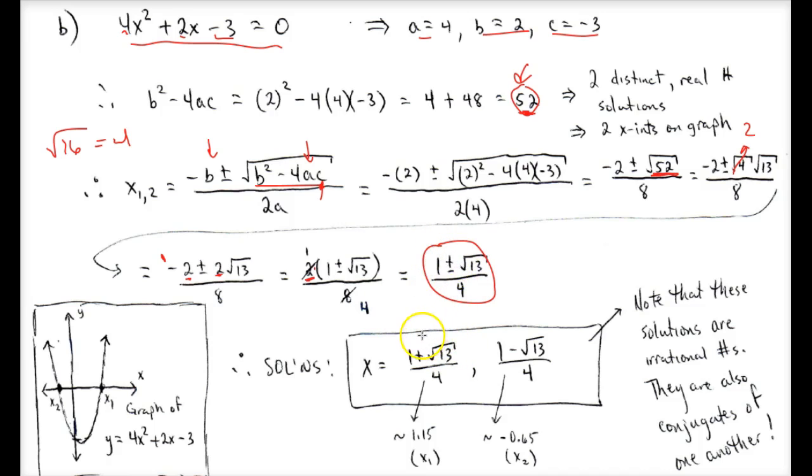And this is just a compact form of saying 1 plus square root of 13 over 4 and 1 minus square root of 13 over 4. And if you put that into your calculator, this first answer here is roughly 1.15, and the other one is roughly negative 0.65, or 65 hundredths. And again, we know that these locations are the places where the graph of this particular quadratic function crosses the x-axis. All right, so let's move on to the next example.